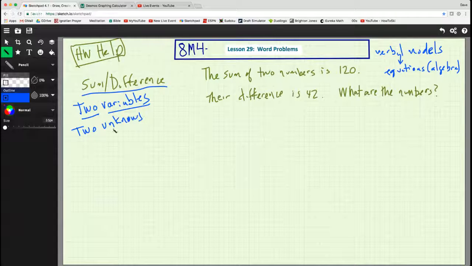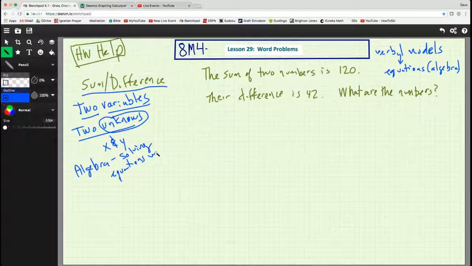The unknowns are like X and Y. Again, what is algebra? One way to look at it is solving equations with unknown variables. That's one way to look at it. I don't know if that's the best definition. It's just kind of a working definition. It's certainly not a formal definition.